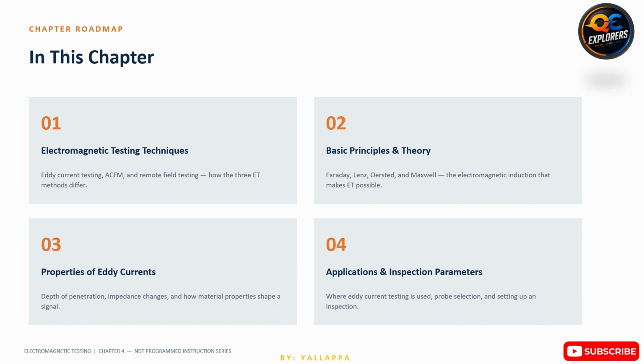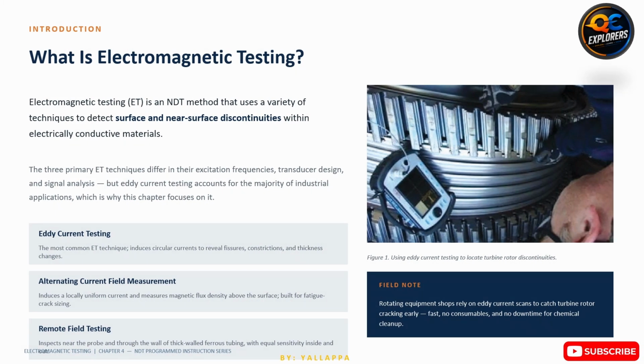Now that we've reviewed the chapter roadmap, let's begin by answering the most fundamental question. What is electromagnetic testing, and why has it become one of the most widely used non-destructive testing methods in modern industry? Now that we've seen the roadmap for this chapter, let's begin by understanding what electromagnetic testing actually is and why it plays such an important role in modern non-destructive testing.